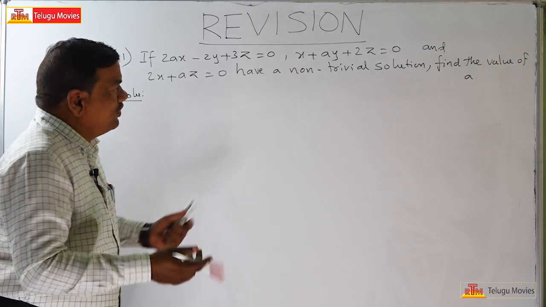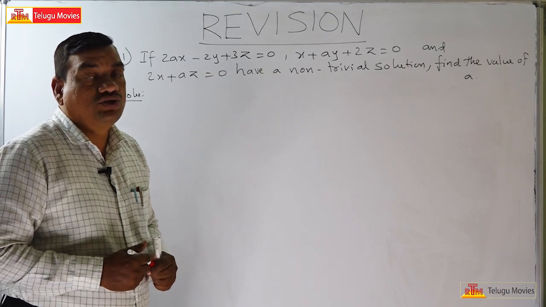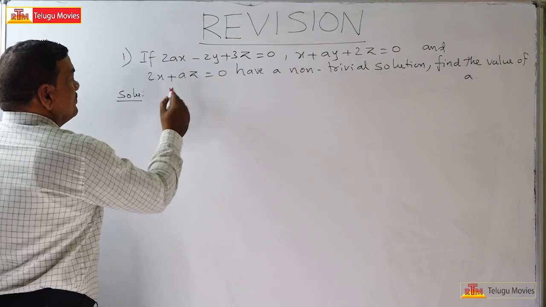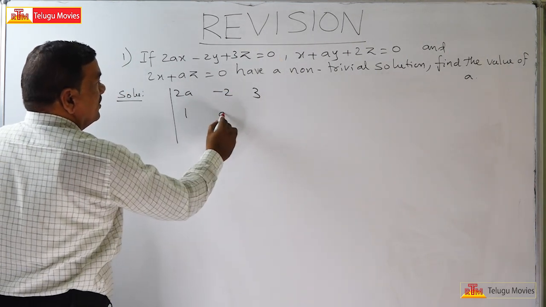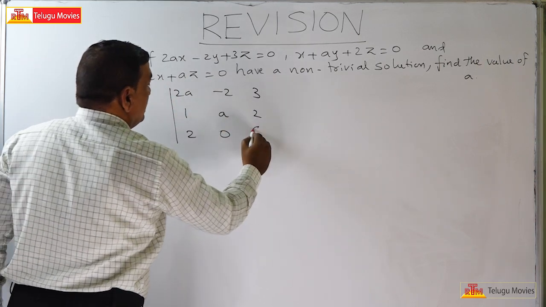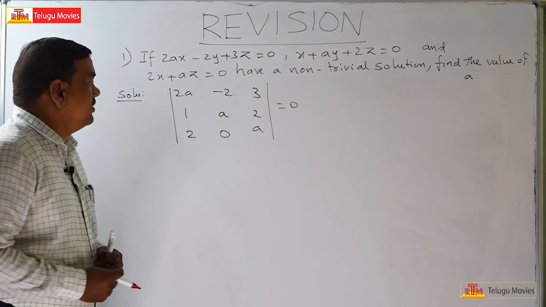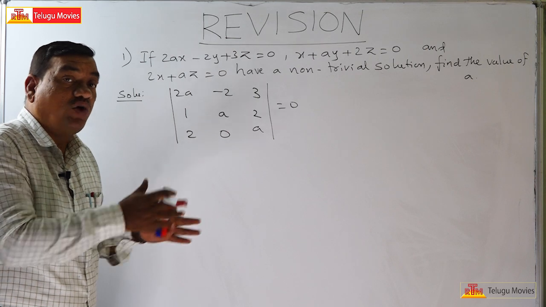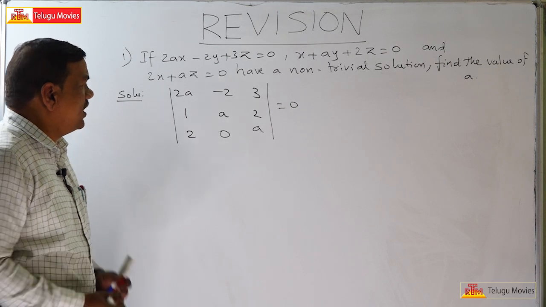Then how to do it? We have a concept: when these 3 equations have a non-trivial solution, the determinant of the coefficient matrix is equal to 0. Here, what is the x coefficient? 2a, y coefficient minus 2, 3. Then 1, a, 2. Here 2x, the y term is not there, z coefficient a, equal to 0. Understand? When it has a non-trivial solution, the determinant of the coefficient matrix is equal to 0. If you solve this for a, the problem is over.